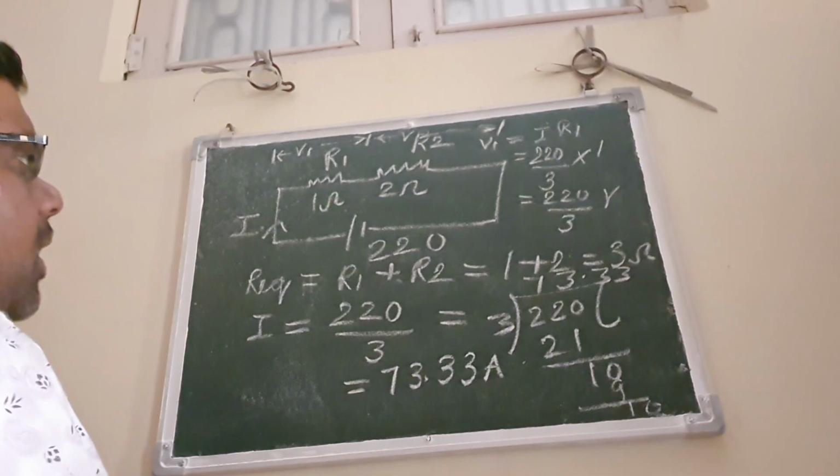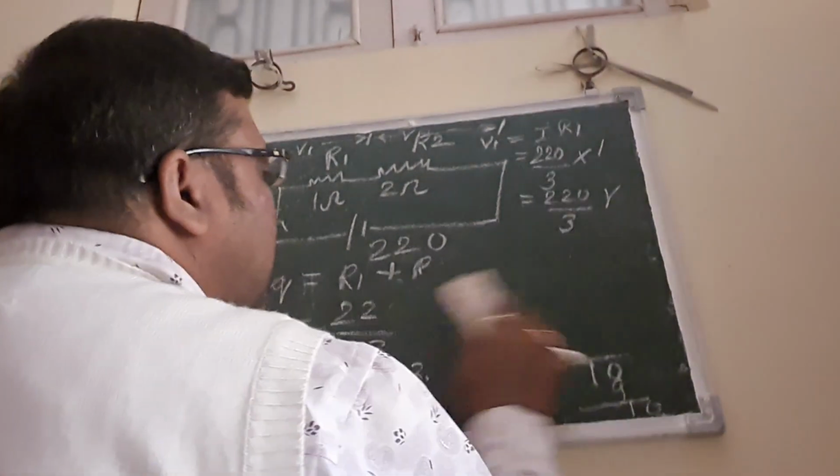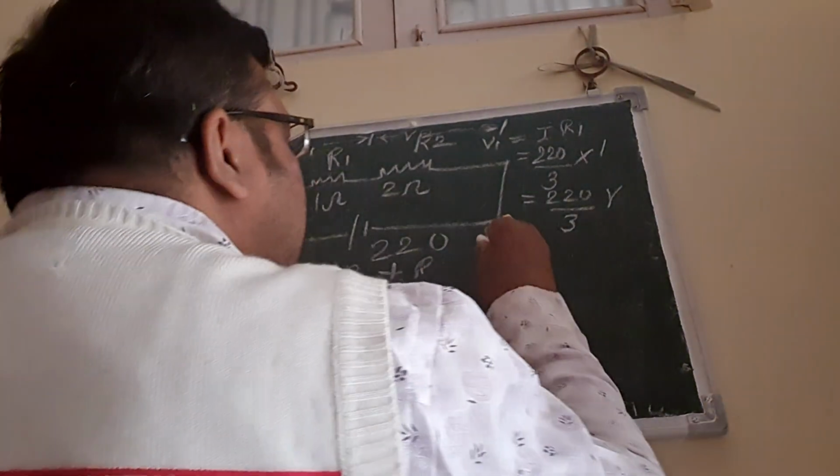Now we have to find the potential difference across V2. So V2 is equal to I times R2. So it will be 220 upon 3 into the resistance, that is 2. So multiplying by 2, it is 440 upon 3. So this will be our voltage.